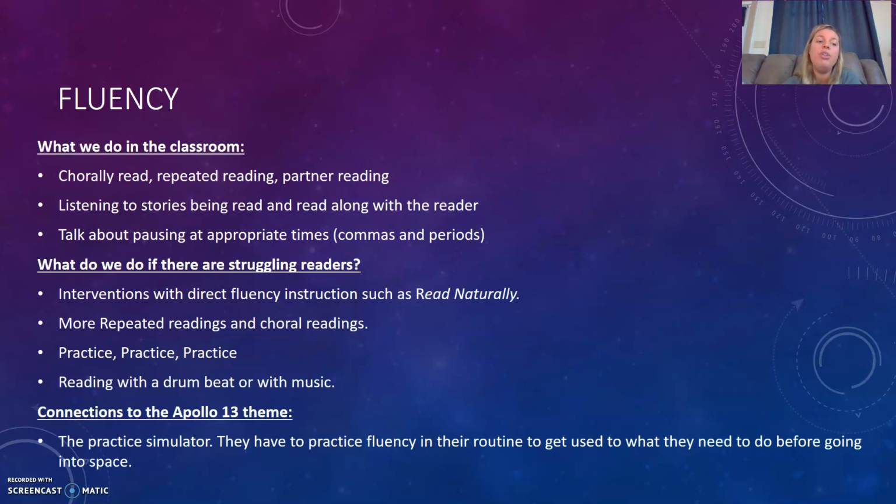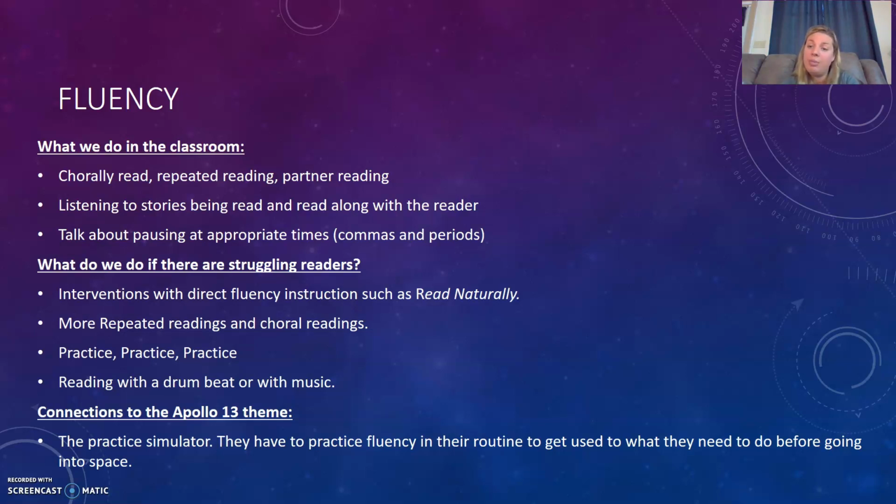Fluency, what we do in the classroom for our tier 1 instruction: we chorally read, we use repeated readings, we partner read, just getting them to read out loud and practice fluency and reading smoothly. Listening to stories being read as well as reading along with the reader.